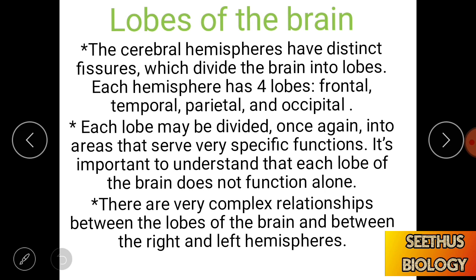The next one, this is about the right and the left side of the brain, and how the right and the left side of the brain control our body, the right side of the body and the left side of the body. Let's see what lobes are present in our brain. There are different lobes present in our brain. In the cerebral hemisphere, actually the cerebrum, the cerebral hemisphere has distinct features which are contained in the divided lobes.